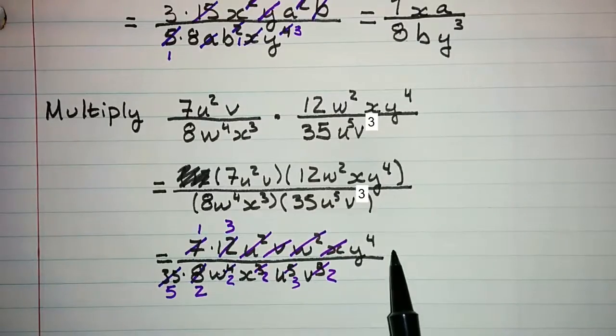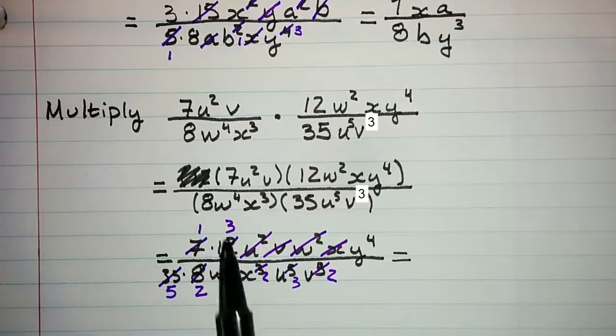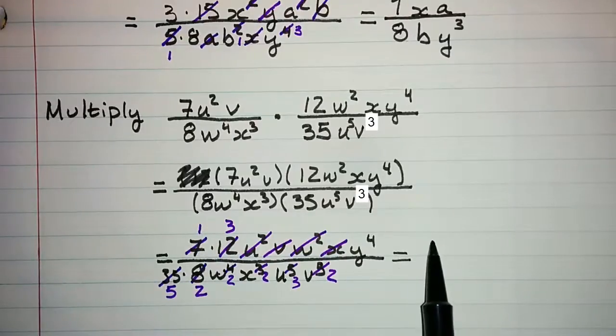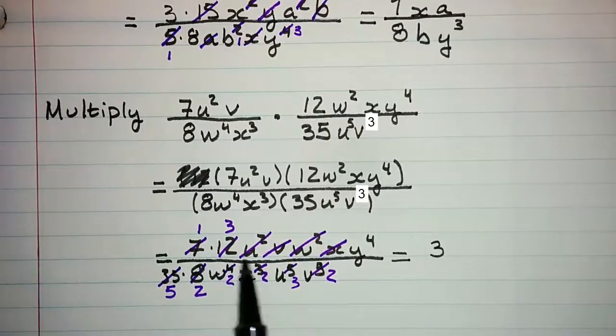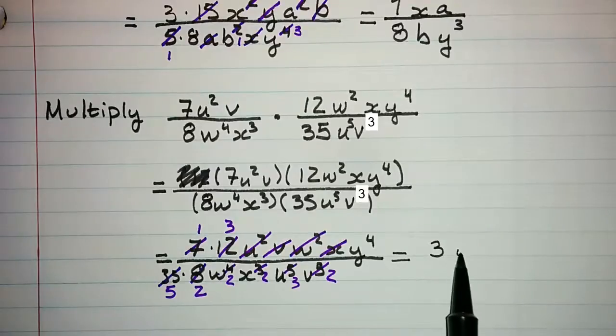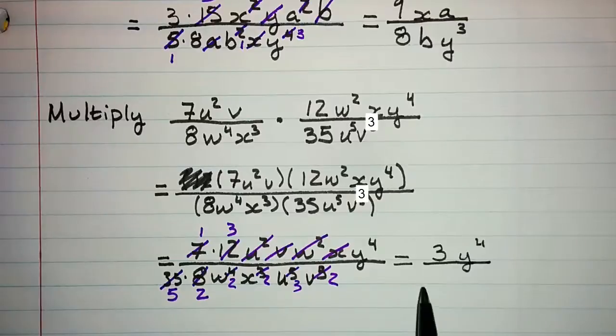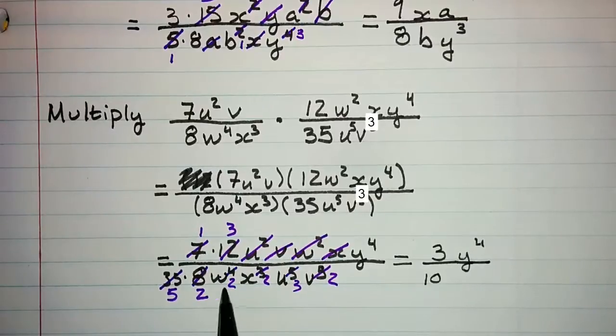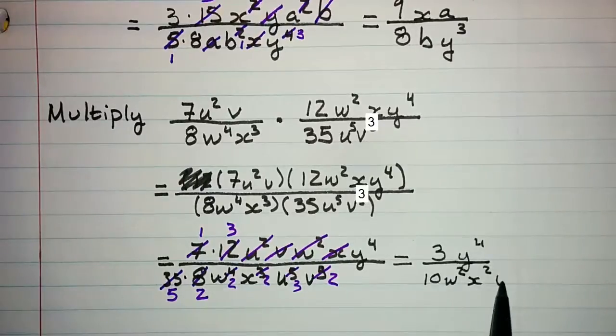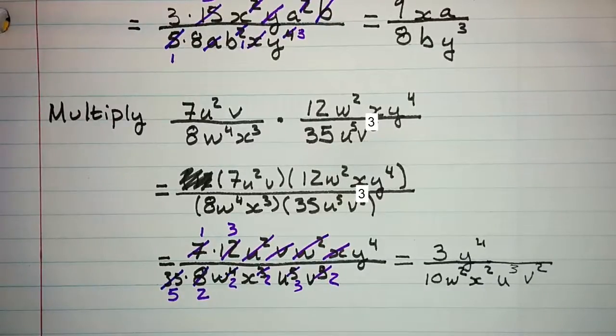So looking at what's left, in the numerator I have 1 times 3 is 3, and the only remaining variable is y to the fourth. In the denominator I have 5 times 2 is 10, w squared, x squared, u cubed, v squared. And this is my answer.